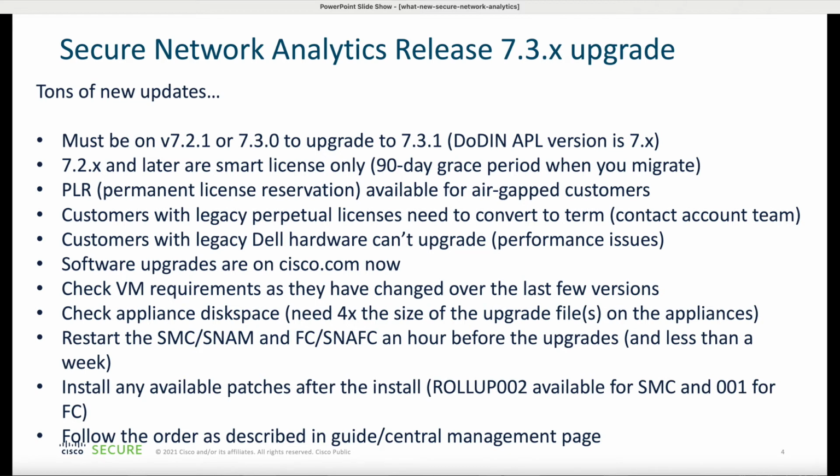Check the appliance disk space. This is fuzzy math. I hate talking about math, especially late at night when I record these things. But you basically need four times the amount of free space on the appliances than what the SWU upgrade file is. So when you go to Cisco.com, you see those upgrade files. You need to make sure you have 4 times the amount of free space. If you just recently installed on 7.0.7.1, not a big deal. But if you've had multiple upgrades from like 6.9, 6.10, you may want to check your disk space just to make sure you have enough.